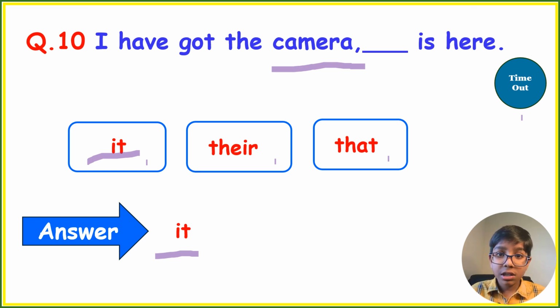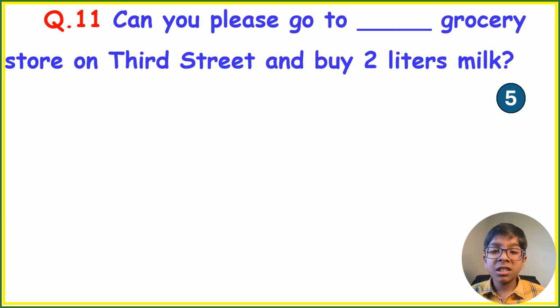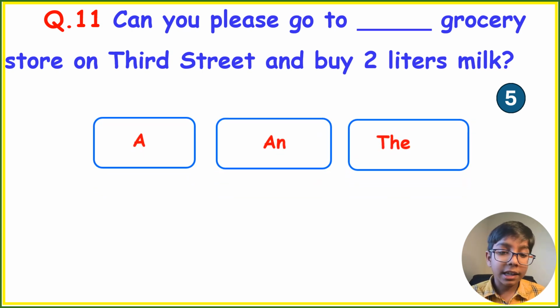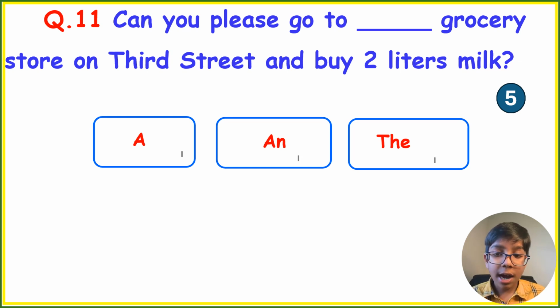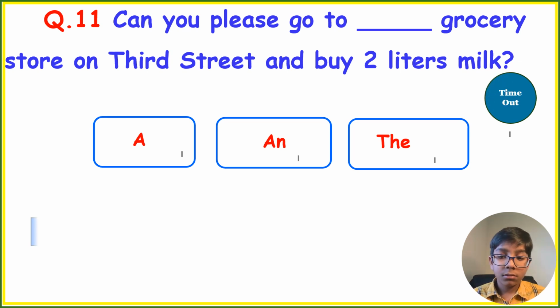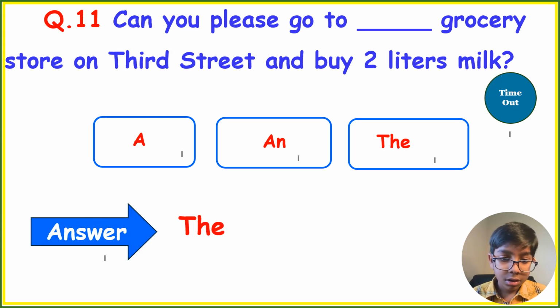Your next question is: can you please go to dash grocery store on 3rd Street and buy 2-liter milk? A, an, the. Your time starts now. And the correct answer is the. Here, the phrase the grocery store on 3rd Street refers to a specific store that both the speaker and listener are expected to know.